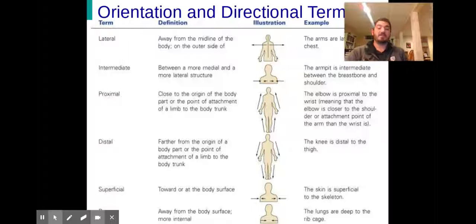The opposite would be distal, right? Think about distal, distance. It is further from the origin of the body. So the knee is distal to the thigh. I'll do a different one here so you can see it, right? My wrist is distal to the elbow. It's further away from the body.